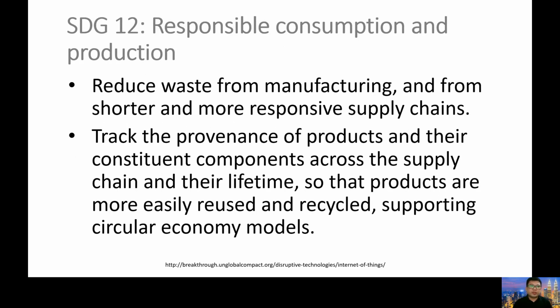About SDG 12, it is related to responsible consumption and production. IoT is able to reduce waste from manufacturing and from shorter and more responsive supply chains, because it can monitor the quality of the product from time to time. IoT enables tracking the provenance of products and their constituent components across the supply chain and their lifetime, so that products are more easily reused and recycled, supporting circular economy models.